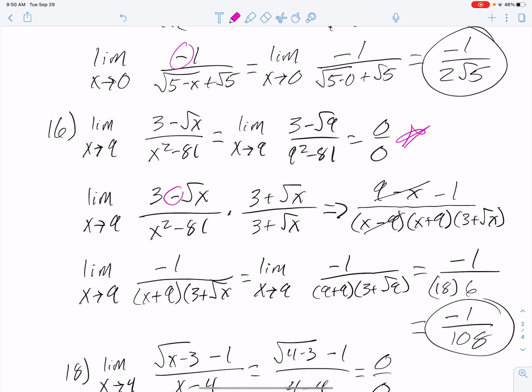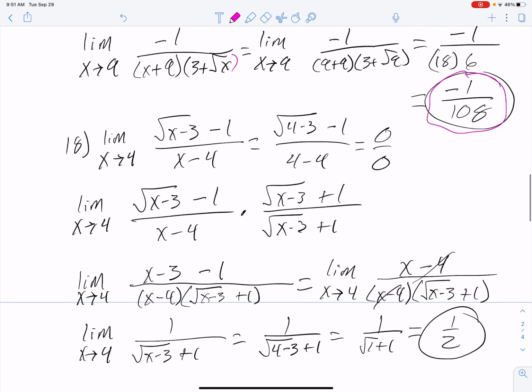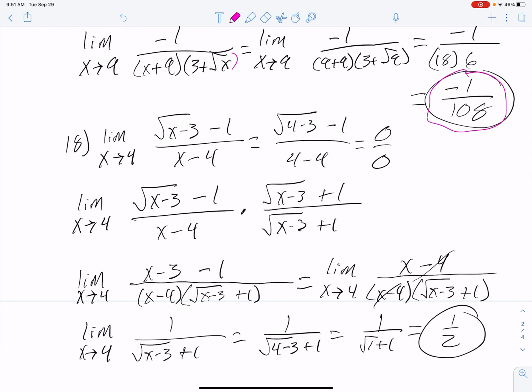So again, I multiply by the conjugate of where I see the radical. Leads to a unique difference of squares. So I've got my 3 squared minus root x squared. My 9 minus x and my x minus 9 will cancel, leaving me with -1. So I substitute in 9 again and end up with -108. Number 18, very similar. Again, I substitute in. I get 0 over 0.